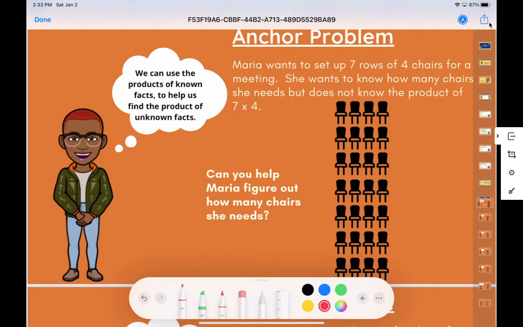My Bitmoji's in the corner, and my Bitmoji is reminding us of what we learned about the definition of the distributive property. And that is that we can use the products of known facts to help us find the products of unknown facts. So we can take multiplication problems that we know and use them to help us figure out those that we don't. And by doing that, today we are going to help Maria find out how many chairs she needs.